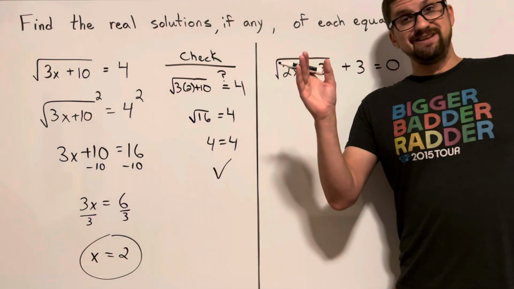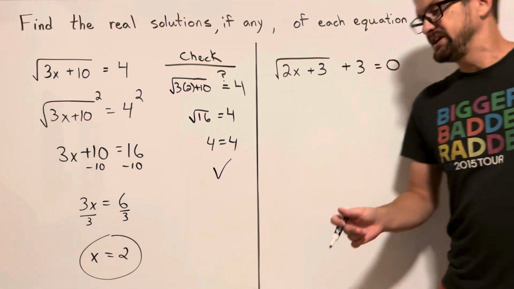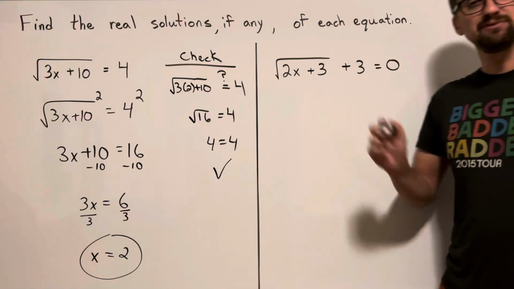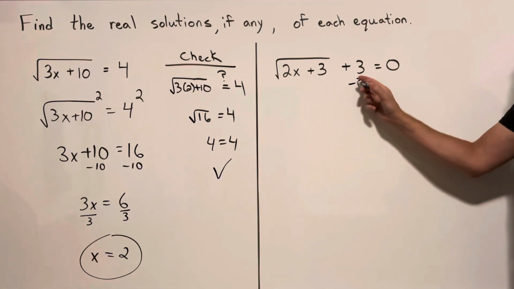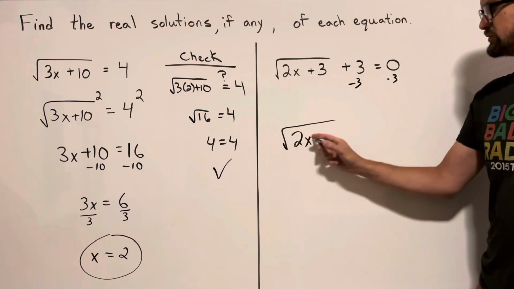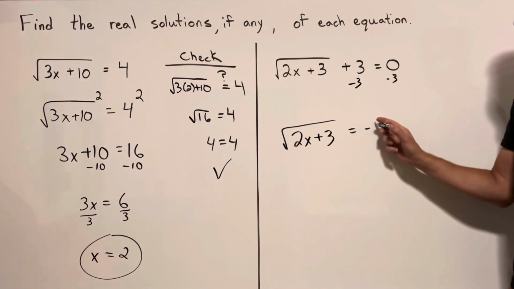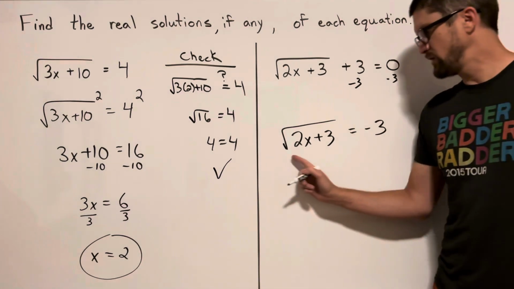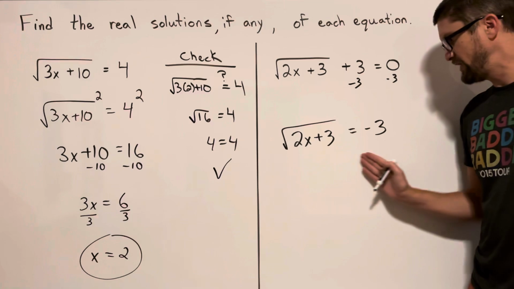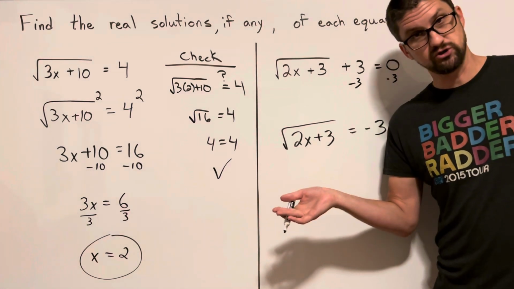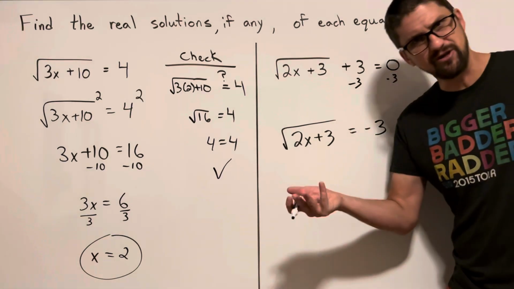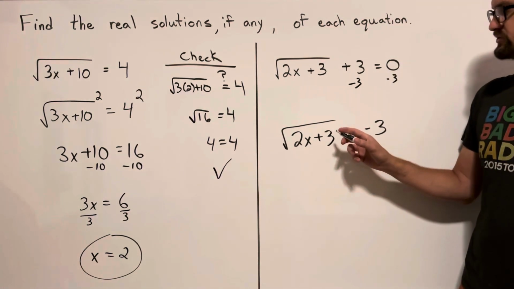Now remember, the first step is to isolate the radical. This one's not isolated because I have a plus 3 here. So I want to subtract 3 on both sides. So I have the square root of 2x plus 3 equals negative 3. Now the square root of anything is never negative, so if you knew that, right away you could say, well, there's no real solution to this. But let's say we didn't know that and we wanted to solve it, so we'd square both sides.